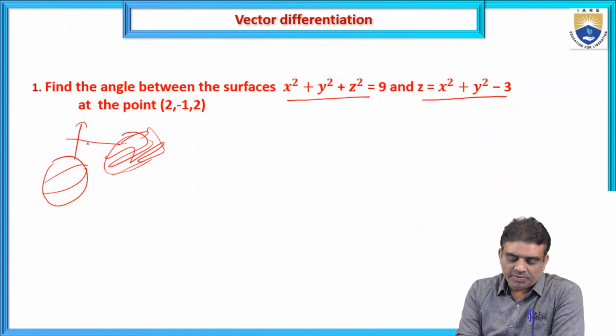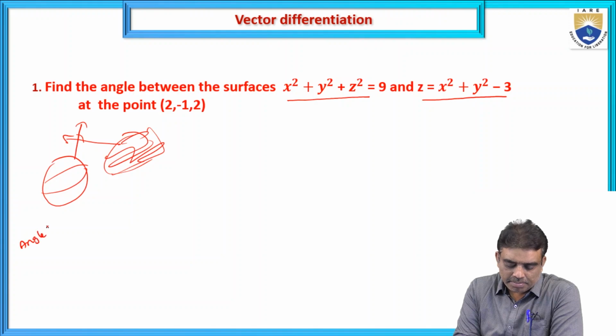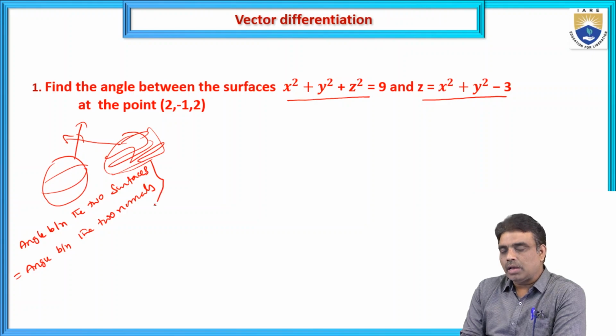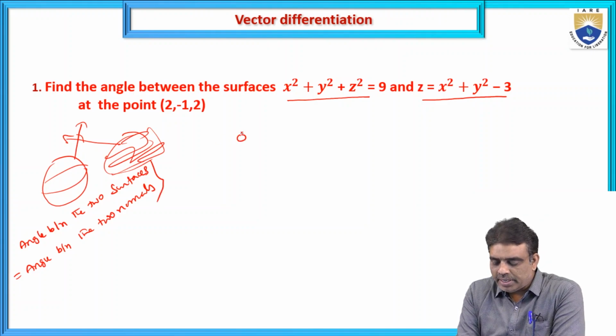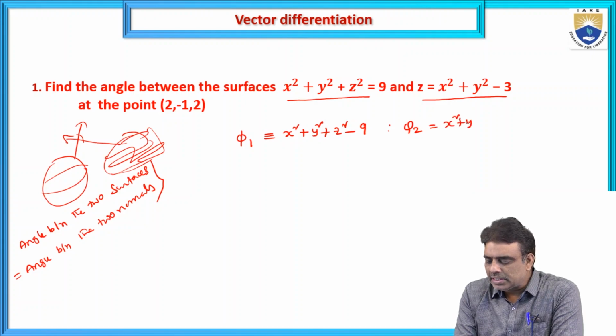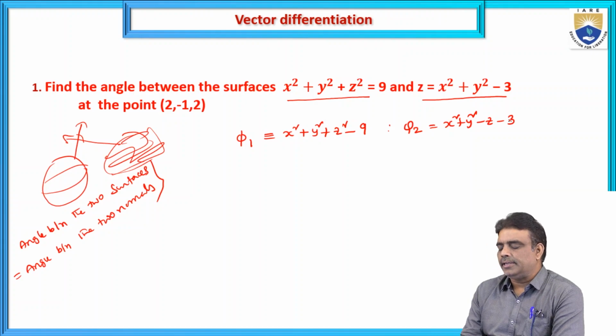The angle between the two surfaces is nothing but the angle between its normals. So let us assume that phi 1 is the first surface, which is x square plus y square plus z square minus 9, and phi 2 is the second surface, which is x square plus y square minus z minus 3.